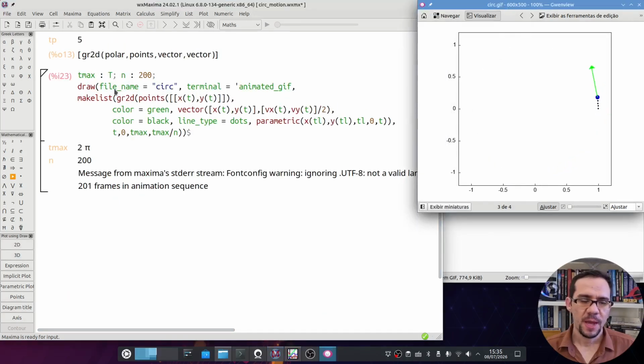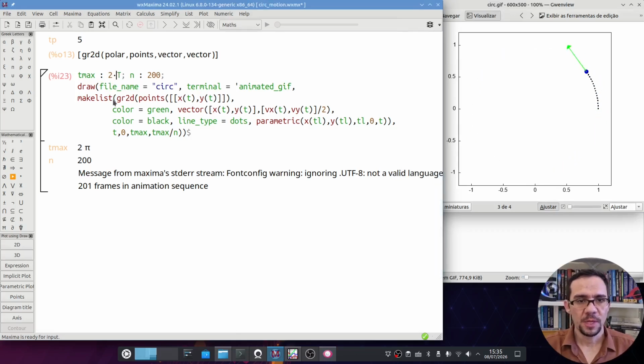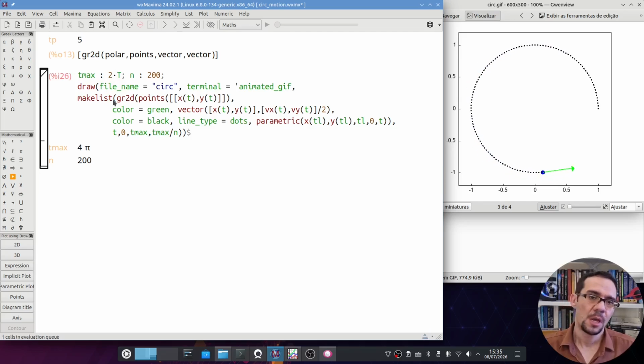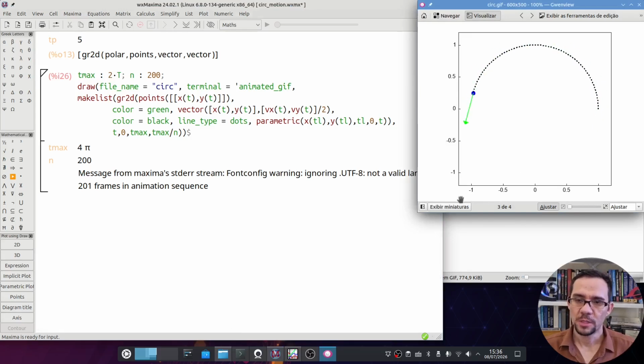So the idea behind defining Tmax here is that we can generate simulations of motions with more than one revolution. So for example, let's change Tmax here to 2 times the motion period, and let's update here, and now our animation gets like this. And this is interesting to show to the students that the particle passes by the same points in motions with more than one revolution.